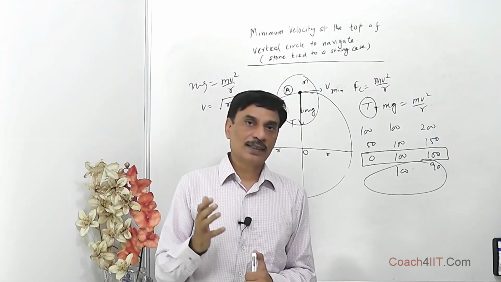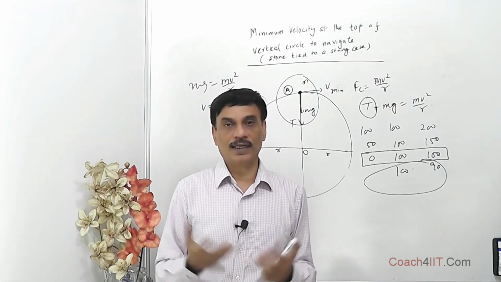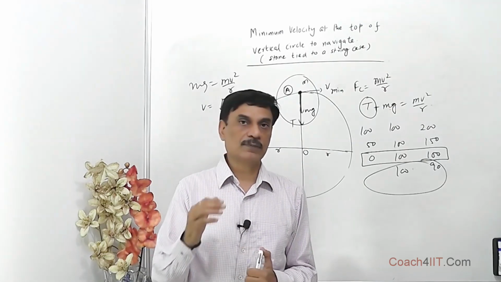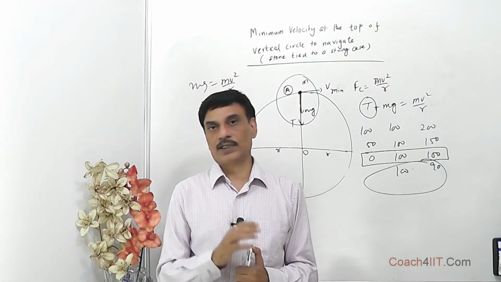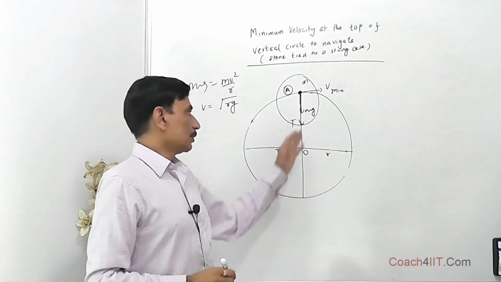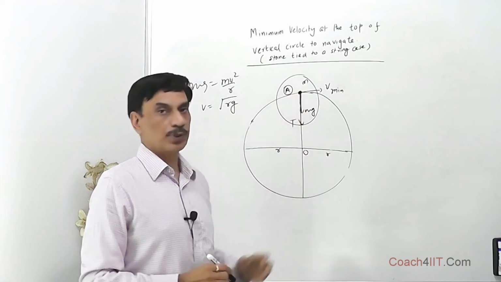If it is more than that, still it will navigate the circle until the string breaks. And if it is below under root rg, then it is not going to navigate this circle. This is the case of a stone which is tied to a string.